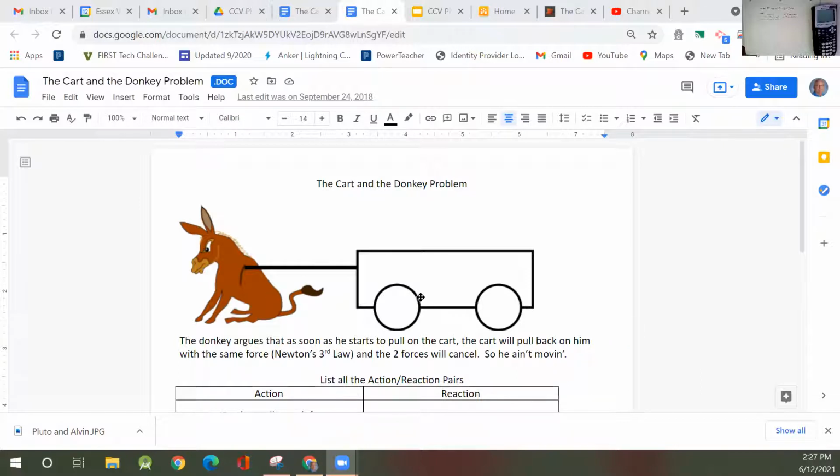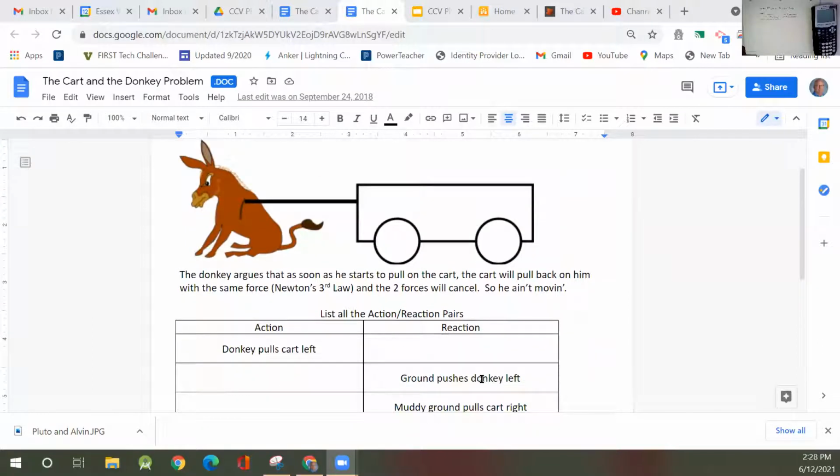Here is this donkey who's not really happy about being tied up to a cart, and the donkey argues that as soon as he starts pulling, the cart is going to pull back on him with the same force. So for every force there's an equal and opposite force, and the two forces are going to cancel. Very nihilistic donkey, what's the point in life? Very existential. So what we can do is break this up and start talking about action and reaction pairs. Forces don't really come in pairs. It just depends on your point of view.